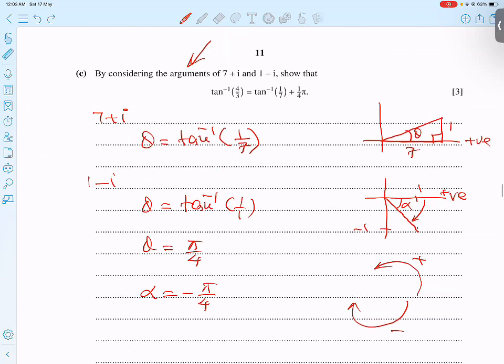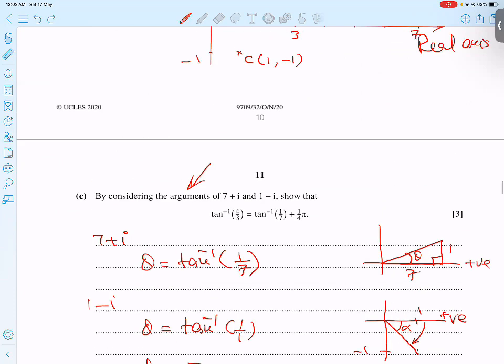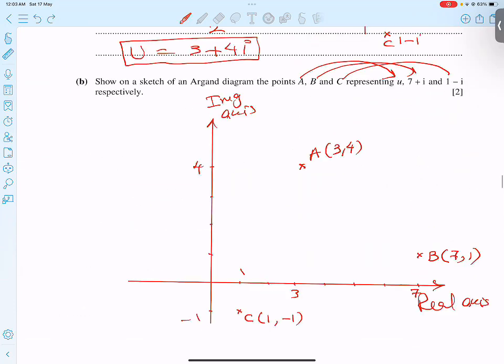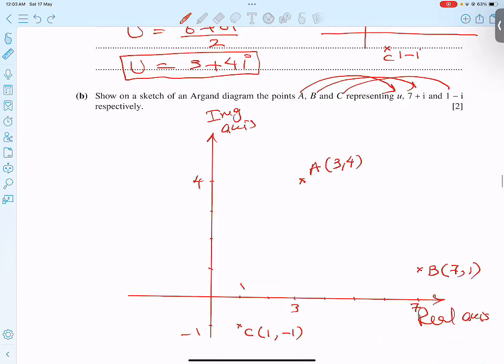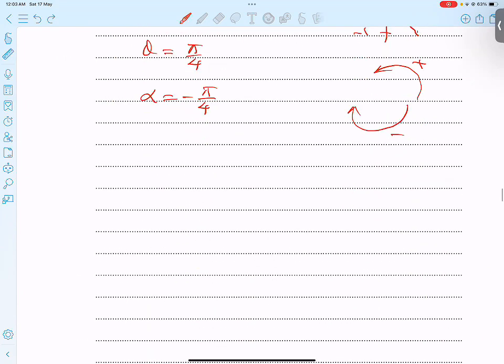Now you may ask, sir, what is this? How did he write like that? Basically, he said by considering the argument of these two. So on the left-hand side, what is that? This is u. If we look carefully, this 3 or 4. So I'm using the argument of u. So u is 3 plus 4 iota. 3 plus 4 means 3 here and 4 here. I got this triangle.